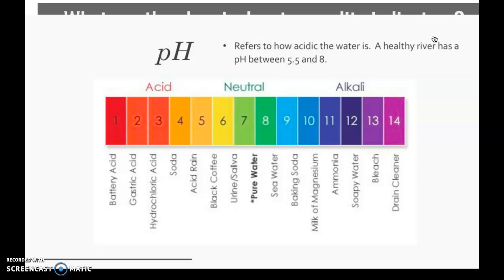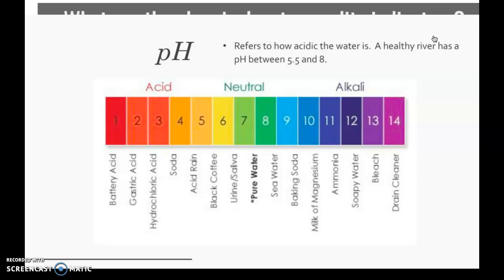Acid rain is 5, black coffee is 6, urine or saliva is about that 6 or 7 range, pure water is 7, seawater is about 8, baking soda is 9, milk of magnesium is 10, ammonium 11, soapy water 12, bleach 13, and drain cleaner at 14.